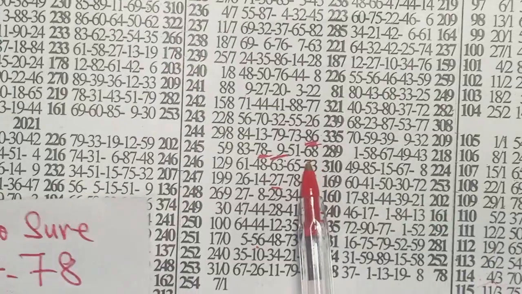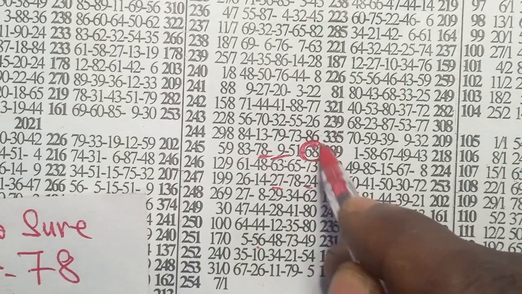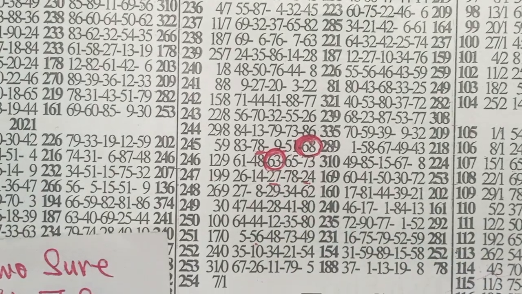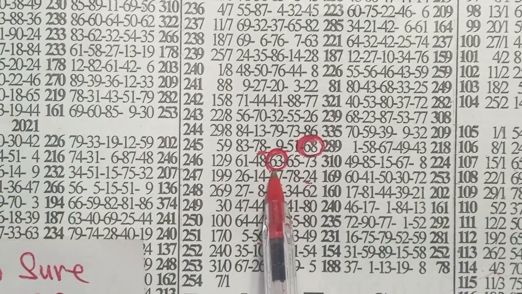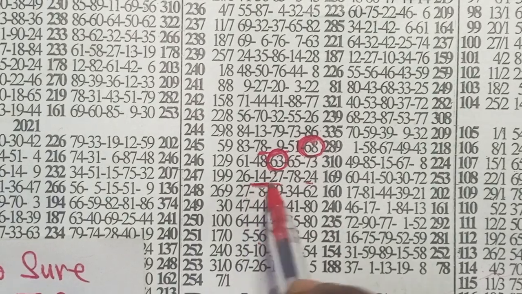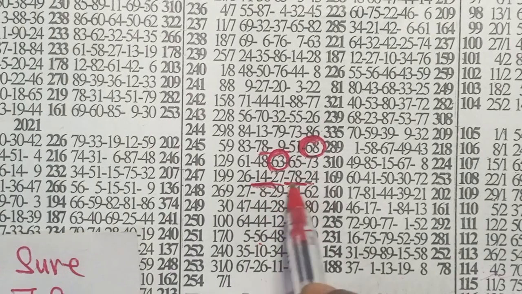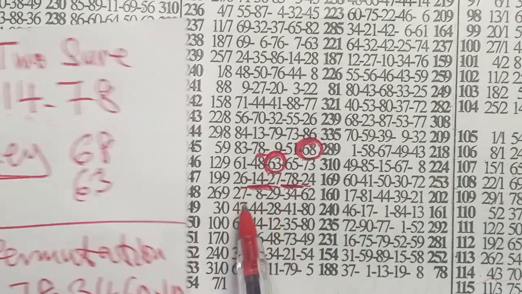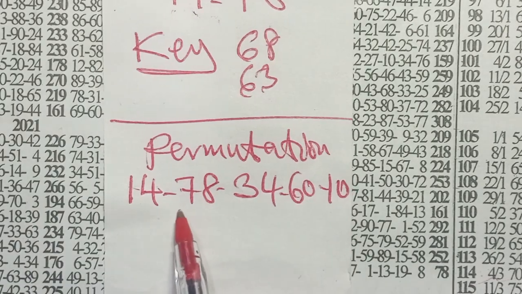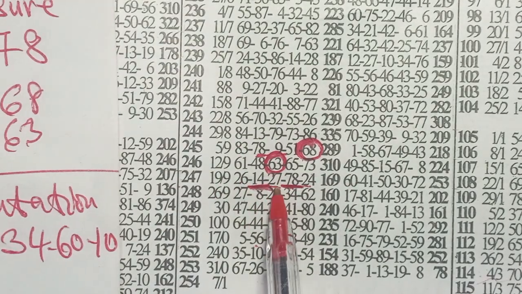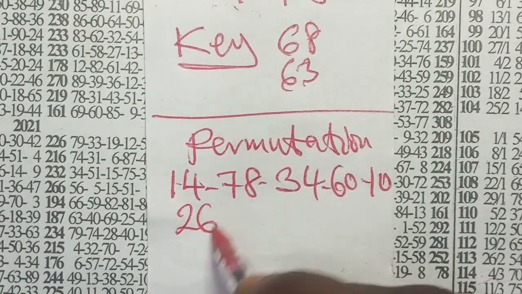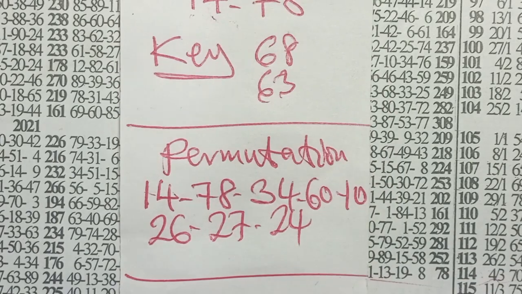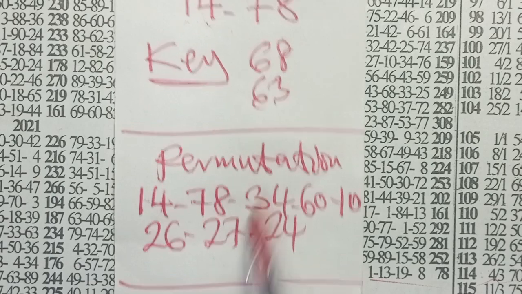So, this particular one here, 68 dropped. After 68, then 63 provided us what? The next number. So just after that, 1478 dropped, the two that dropped, all right? So we need to pick 1478, we've already written. So we need to pick 26, 27, and 24. All right, so this will be the eight numbers permutation for this particular key.